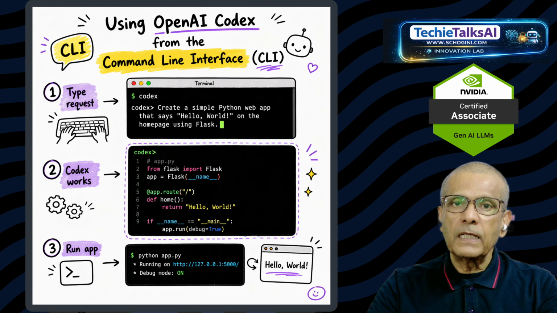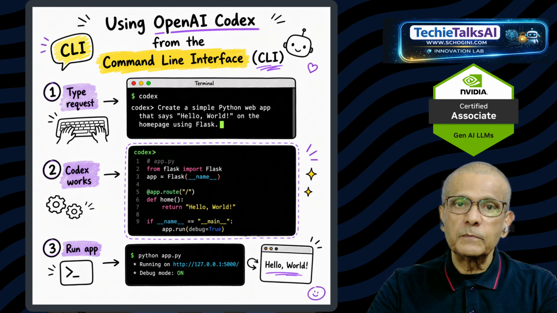For example, you may type something like, create a simple Python web app that says hello world. Codex can then generate the Flask code, create the file, and help you run it. This is very useful for people who want speed. In traditional coding, you have to remember the exact syntax, file names, folder structure, and commands. But with Codex, you can describe the goal in English.